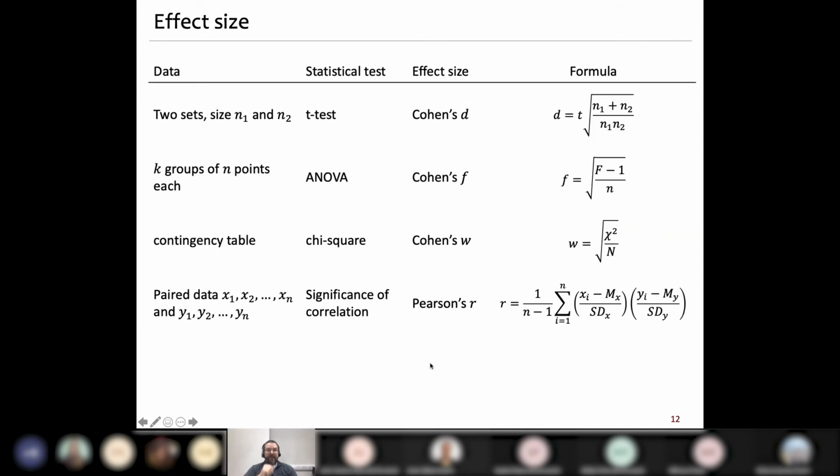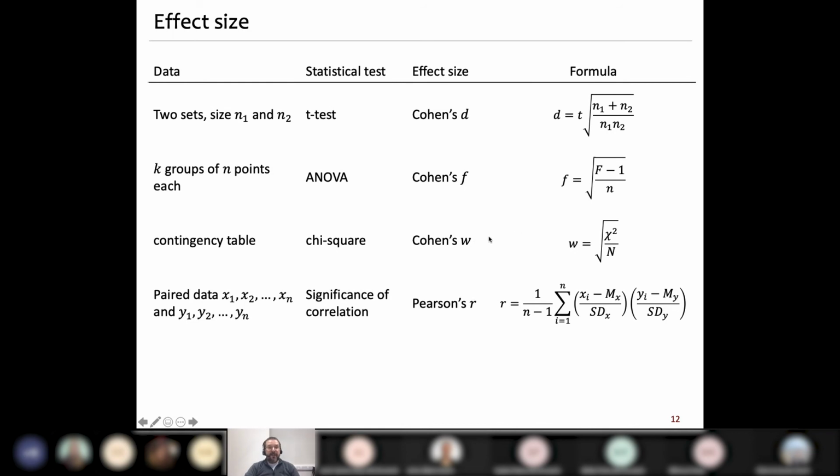This is a summary of effect sizes we are going to use. When you compare 2 data sets and you use a t-test, then the corresponding effect size is d and is given by this formula. This is how it relates to the test statistic t. When you have more groups of data, then you use ANOVA, and the related effect size is Cohen's F. And this is how it relates to the test statistic.